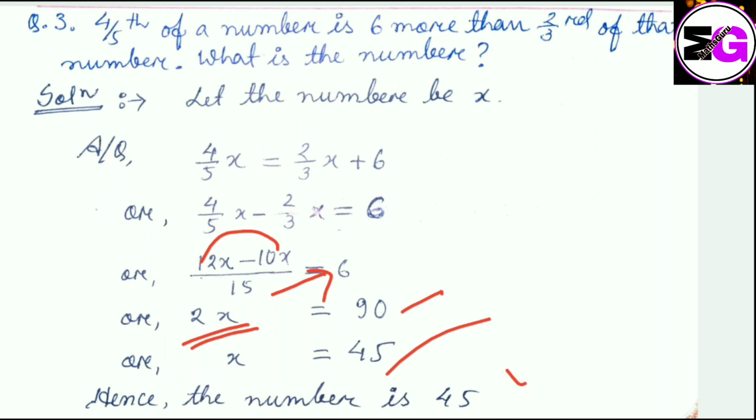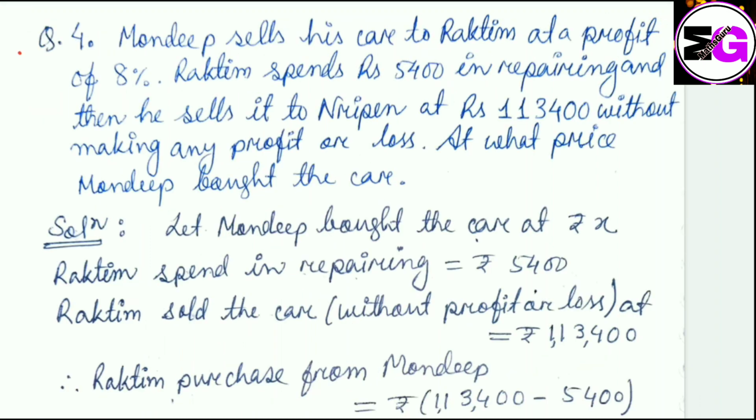Hence the number is 45. So the next problem, it's an important problem. Mandip sells his car to Raktim at a profit of 8%.